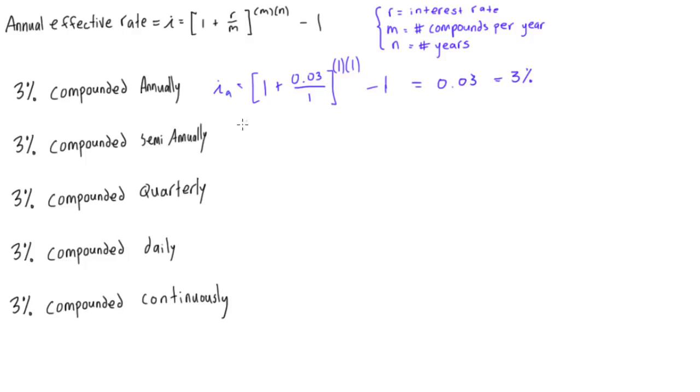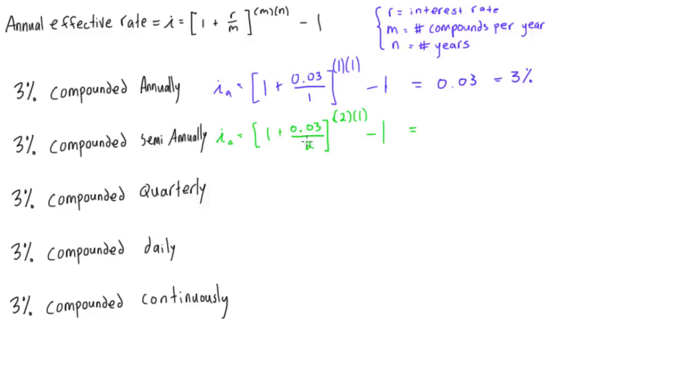3% compounded semi-annually. So again, we can solve this. We'll have I_A equal to 1 plus 0.03 over 2, because now we're compounding twice per year, so M is equal to 2. And then we'll have the exponent M times n, which is 2 times 1. We don't really need to write this 1 every time, but it's just habit. It exists there, so we'll just get in the habit of writing it.